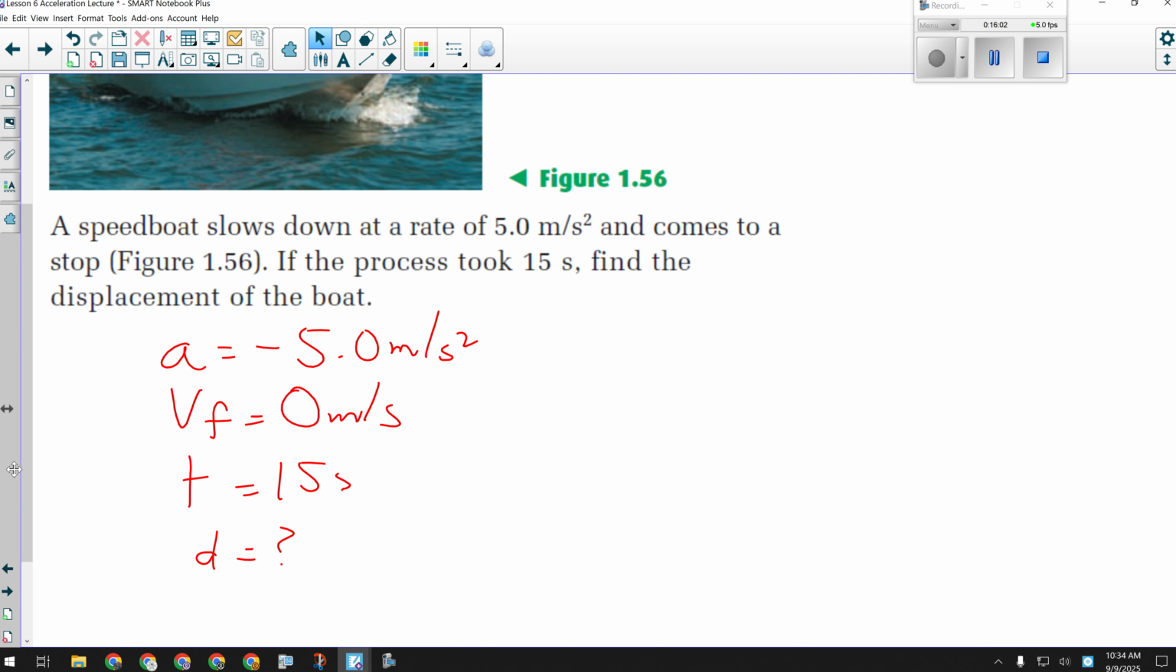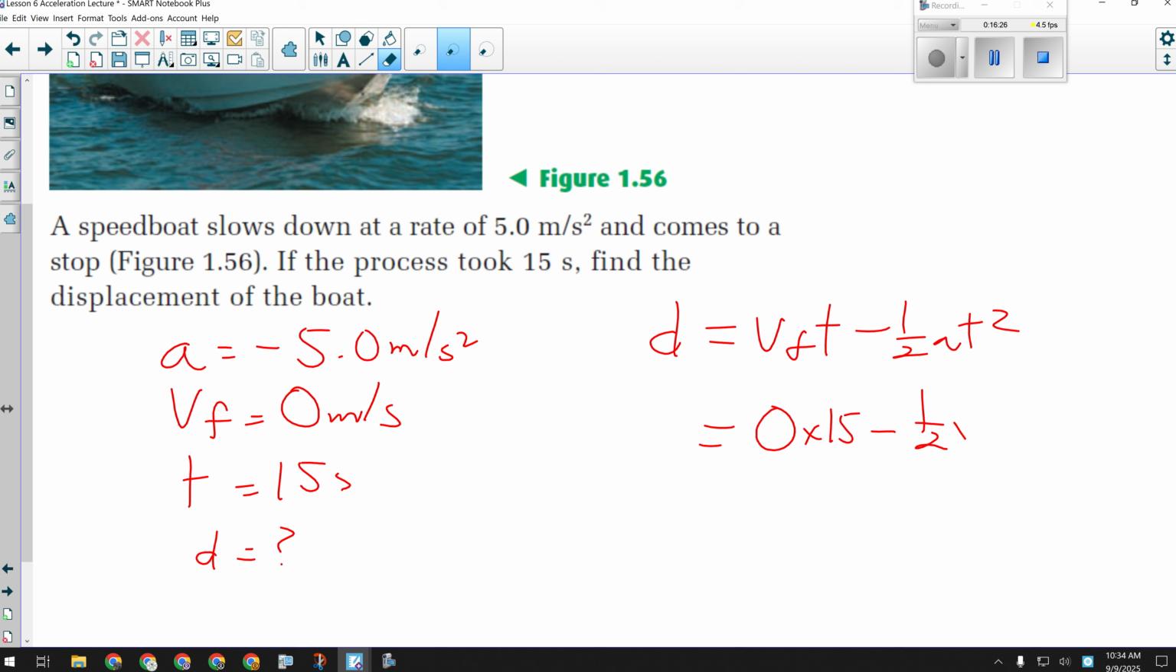I would have to use this formula, D equals VF times T minus 1/2 AT squared. I don't have to manipulate it in this case, I'm looking for D, but I need to plug in my numbers. 0 times 15 minus 1/2 times negative 5 times 15 squared. Why do I want to keep that minus in there?